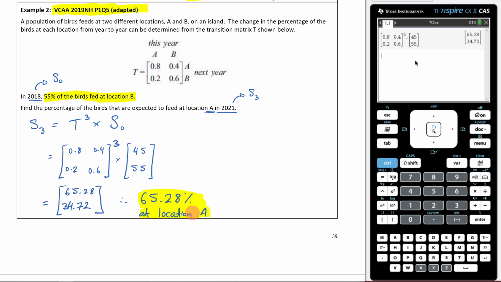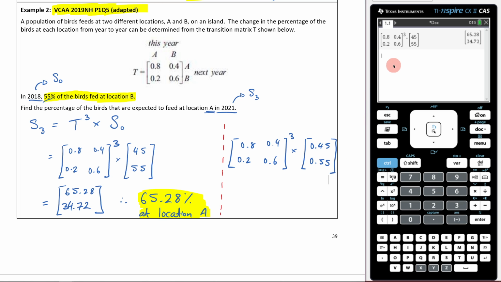If you're a bit confused about why I made this 55 and maybe did not change it to 0.55, you could do that as well. So let me just show you an alternative way of thinking about this. You don't have to write this down if you don't want to. But if you just want to see it done another way, you would do exactly the same with your transition matrix. You can't change anything with your transition matrix here. Raise it to the power of 3. But if you're thinking this is 55%, you could say this is 0.55 and this is 0.45. That's the only difference there.